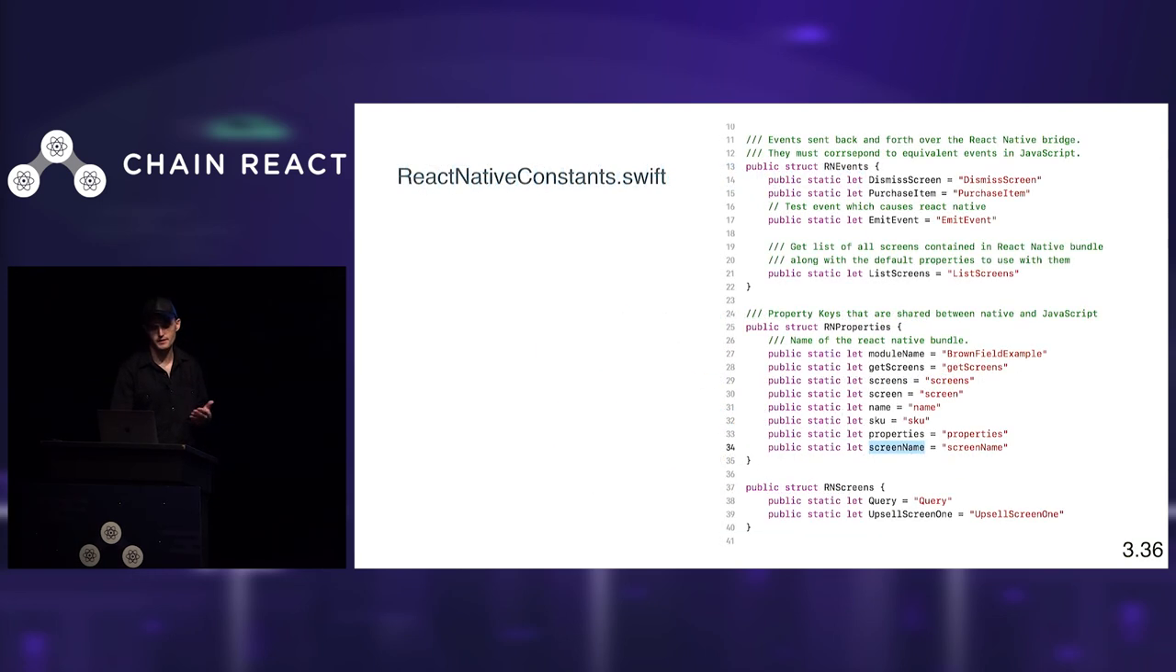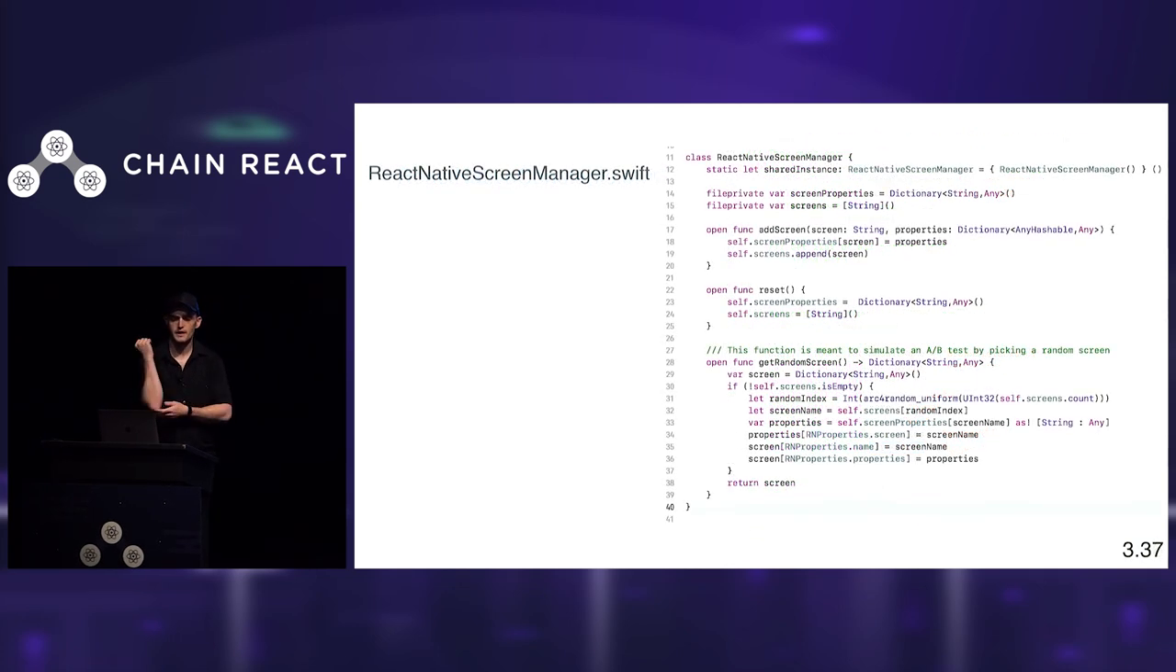ReactNativeConstants is just the strings that I'm using on the native side of the code base. And this little thing, ReactNativeScreenManager, is the singleton where all of the screens get put, and it's meant to simulate an A/B testing framework. So when I click that button, I'm going to call into this and say, hey, give me a random screen and a set of props to display at runtime.